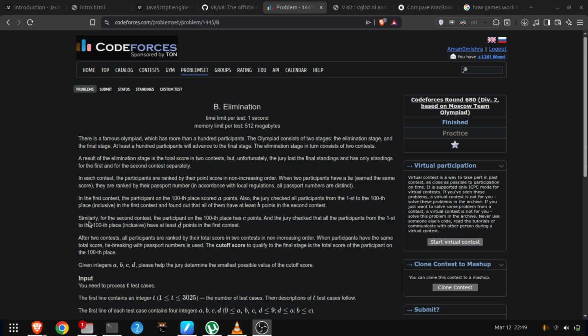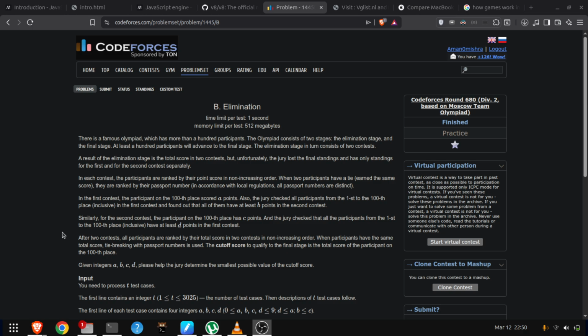Similarly, for the second contest, the participant on the 100th place has C points, and the jury checked all participants from first to the 100th place inclusive, and found they have at least D points in the first contest.